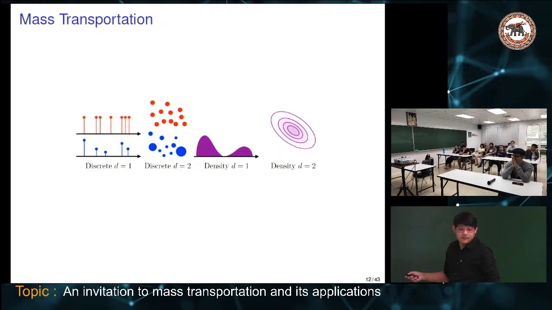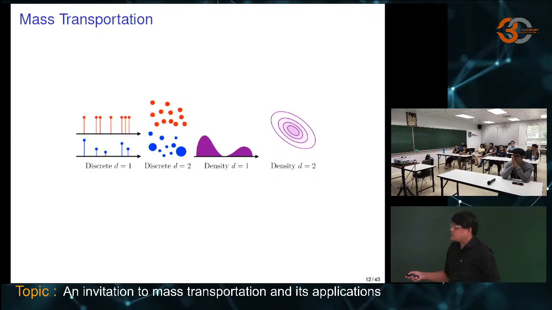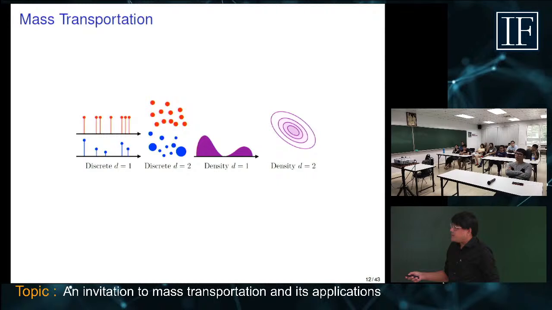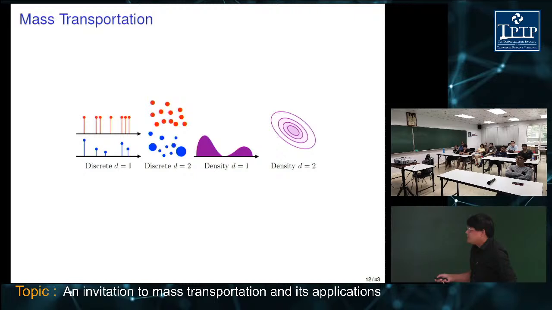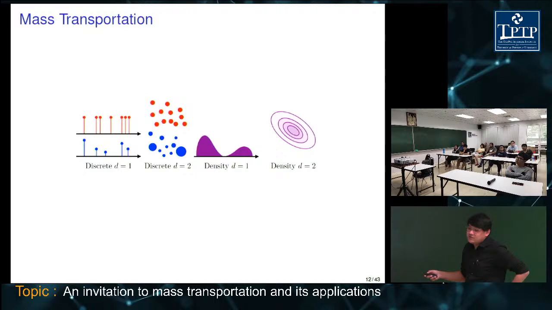So the height here means, for the red one, the mass is equally distributed to each mass point. And in the bottom, the mass is differently distributed. But still, the total mass has to be equal. And if you go to the discrete case, but in two dimensions, larger points mean you have more mass at that point.